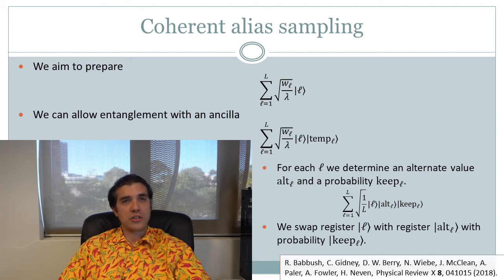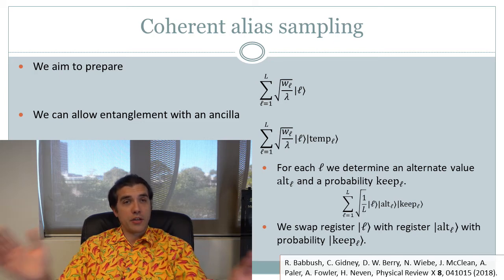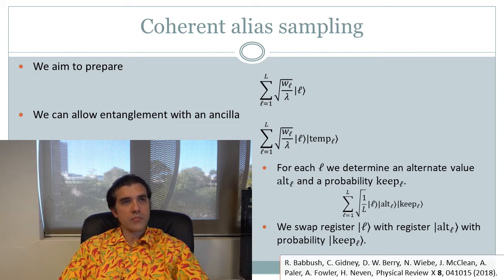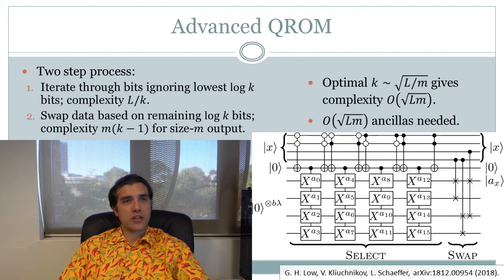The idea is to initially prepare an equal superposition, then use QROM to output alternate values of L and keep probabilities. We use an inequality test between keep and another register in an equal superposition, then controlled on the result of that, we swap L and the alternate value of L. For this state preparation, we need to output far more data sets than for the rotations, but we can use a more advanced version of QROM.